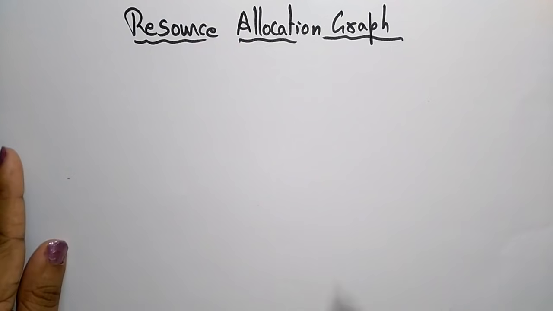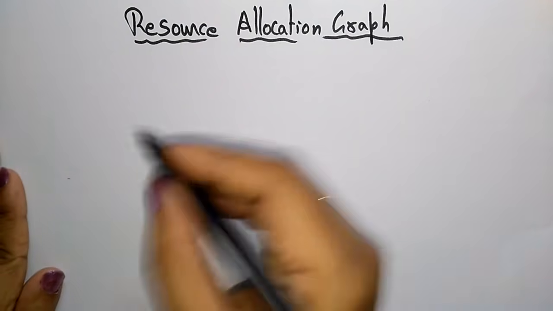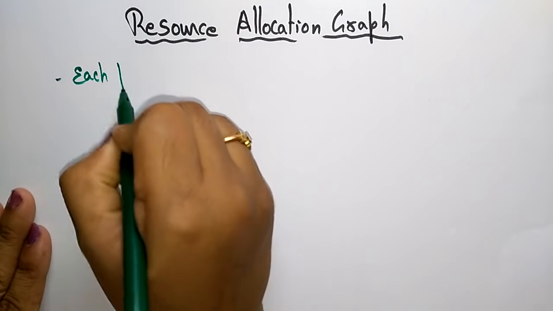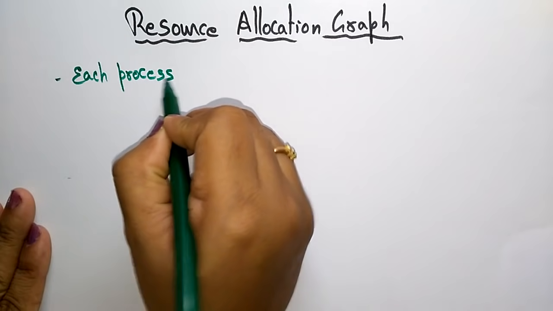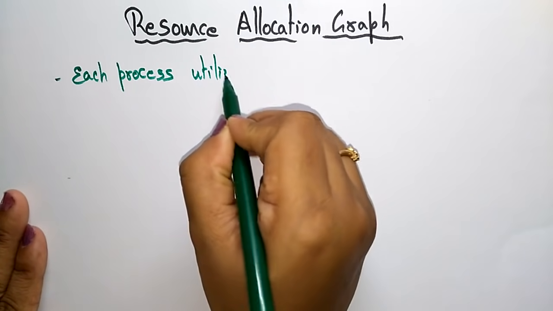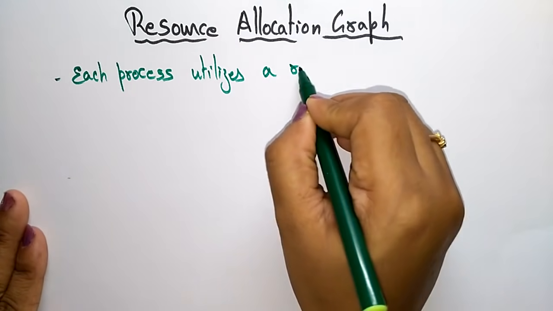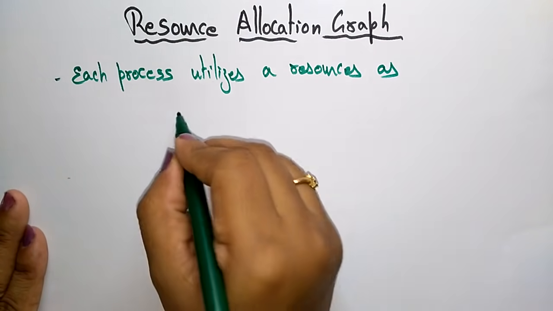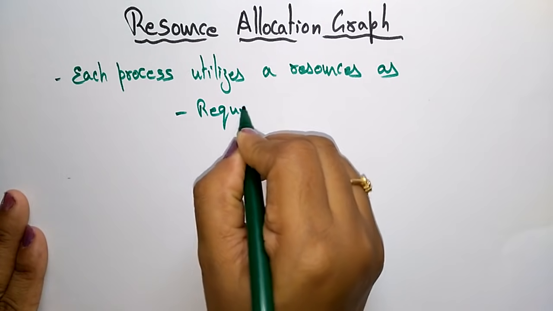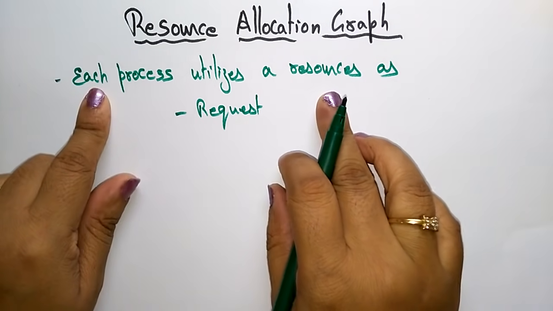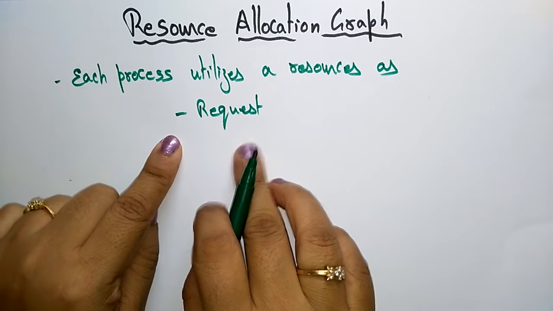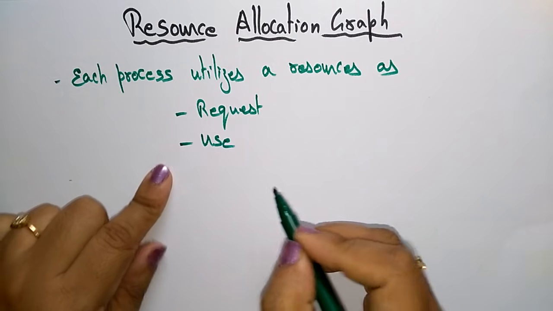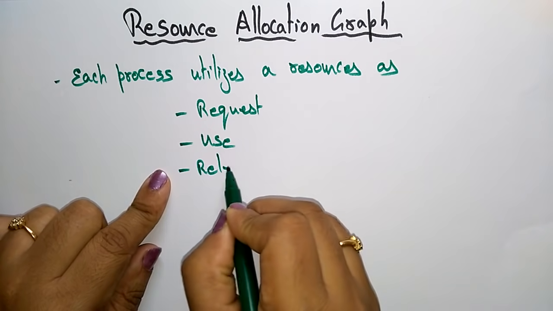Each process actually utilizes the resources. Let me write them. Each process utilizes a resource as request. First, the process utilizes the resources with the help of a request. First, it is requesting the resources, using the resources, and releasing the resources.